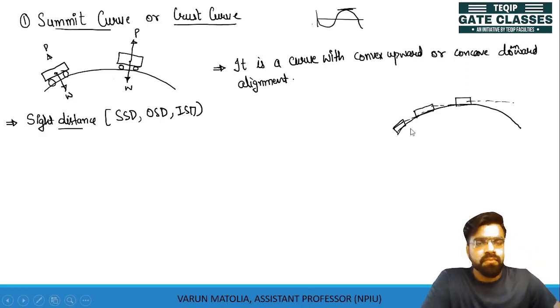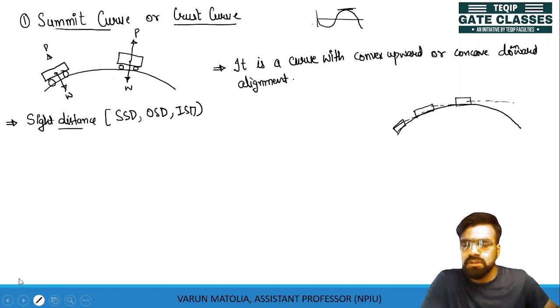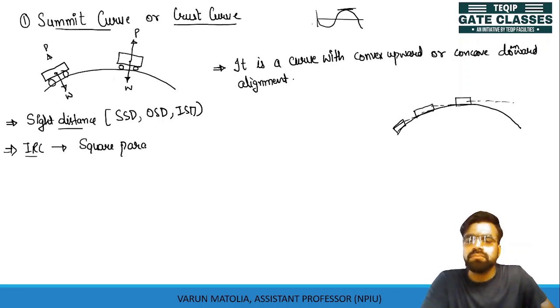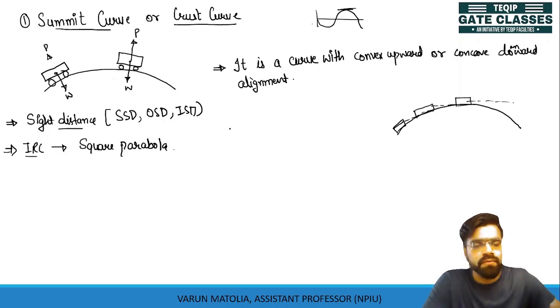So if we talk about the shape of this curve, as per IRC, Indian Roads Congress recommends the shape of a summit curve as a square parabola. Why is a square parabola recommended? Because it provides the best riding quality.